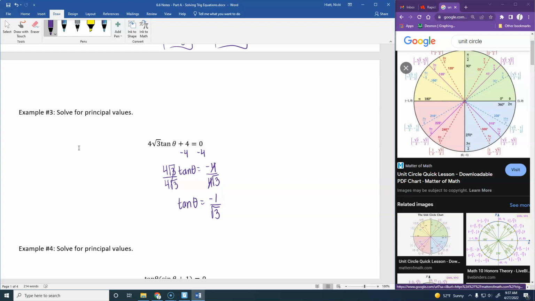And when we're talking about unit circle values, we don't really like to have those square roots in the denominator. So how would I get rid of that square root? Multiply by square root of 3 on top and bottom. So it's negative square root of 3 over 3.